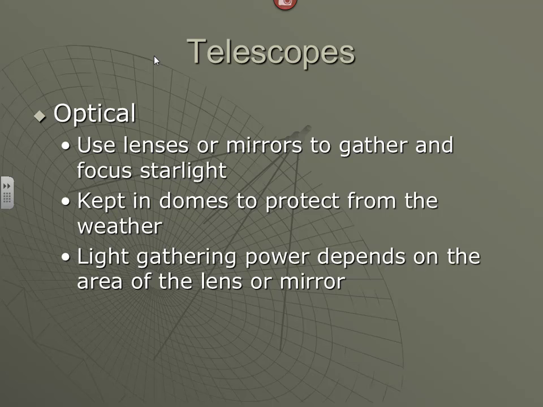The amount of light that they can gather depends on the area or the size of the lens or the mirror that the telescope is using. The larger the lens or the mirror, the more light you can gather. The farther away you're going to be able to see things, or the better you'll be able to see things.